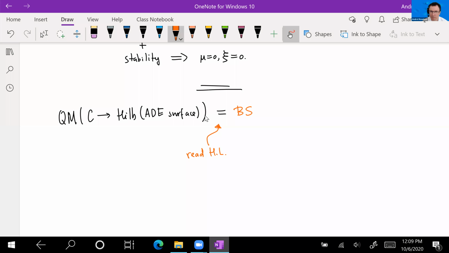More questions? Why did we get to the condition that obstructions are dual to deformations?